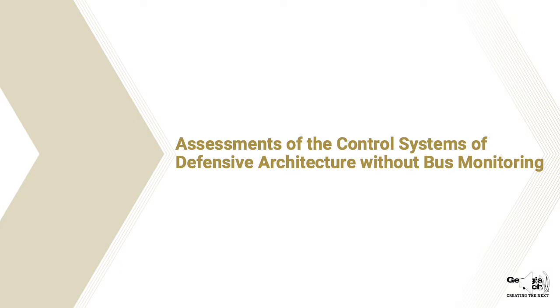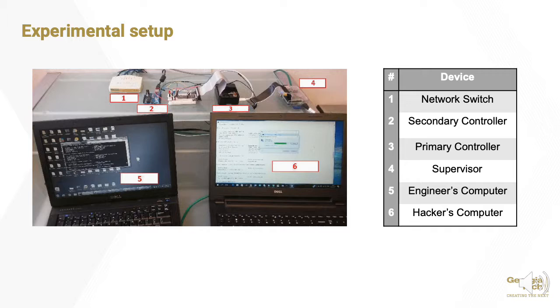Assessments of the control systems of defensive architecture without bus monitoring. This is the actual physical setup as it was done by the authors of the paper. With number 1, the network switch is used to connect the primary controller to the internet. The primary controller and the supervisor are represented by Raspberry Pi main computers, as shown in number 3 and 4.